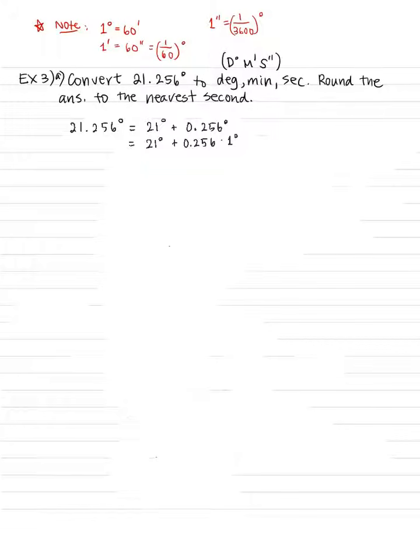Okay, now let's take a look at this 1 degree. Please look at the above note. 1 degree is what? 60 minutes. So I'm going to replace that. So this is 21 degrees plus 0.256 times 60 minutes. 1 degree is 60 minutes. All right, so this is going to be what? 21 degrees plus, okay, if I multiply this out, what do we get here?